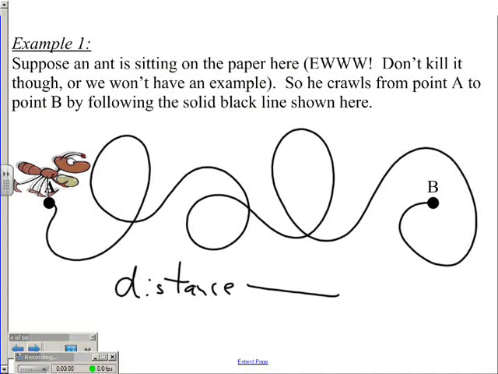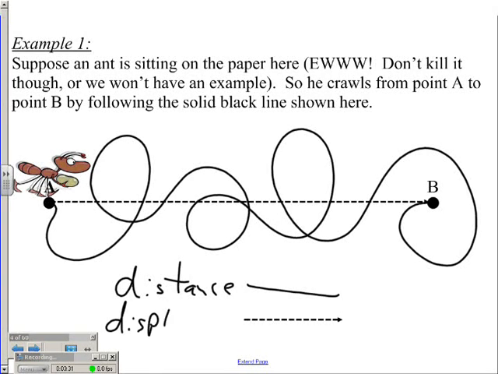Now, displacement is a little bit different. Displacement doesn't care how the ant got from A to B. All displacement cares about is where he started, where he ended, and how far apart those two points are. To measure that, we'd have to draw a straight line. So I'm going to pull up a little tool here so we can get a dotted line, and I'm going to draw a straight line from point A over here to point B. Now, that dotted line that I just drew is what we call displacement.